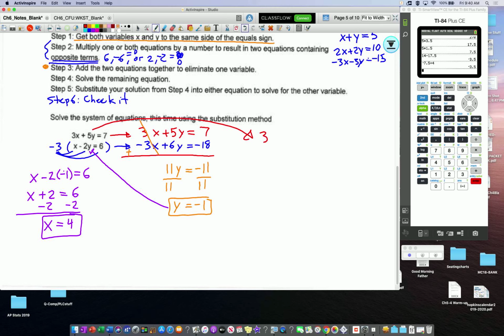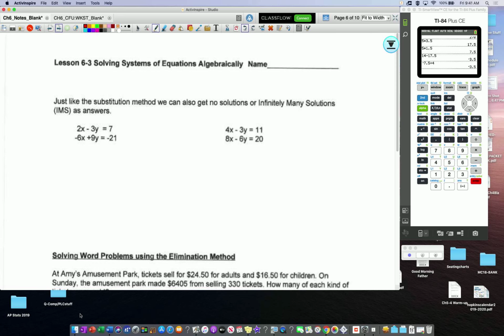So 3 times x, which is 4, plus 5 times y, which is negative 1. This has to equal 7. 3 times 4 is 12. 5 times negative 1 is minus 5. Does 12 minus 5 equal 7? Absolutely, check. So my answers here I know are correct. Sweet. Just like that, first page of notes done. So let's go to the second page and take a look at these two problems.